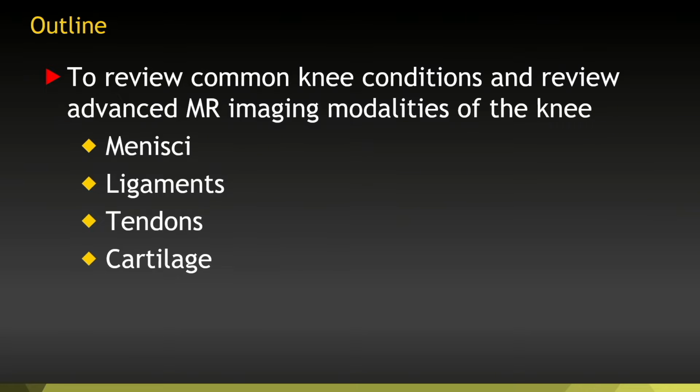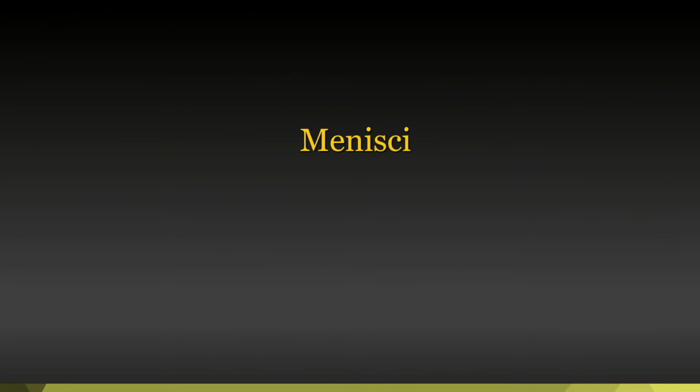So in this talk, I'm going to review the common conditions of the knee. We're going to go over some anatomy and common pathology, and then we're going to review some advanced MR imaging that they are doing currently in the study of the knee. We're going to focus on the structures, including the menisci, ligaments, tendon, and cartilage. So let's start with the menisci.